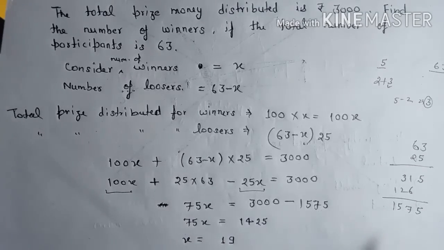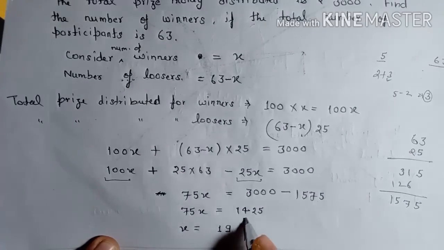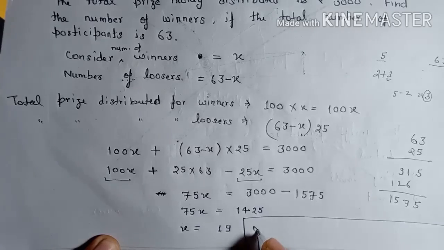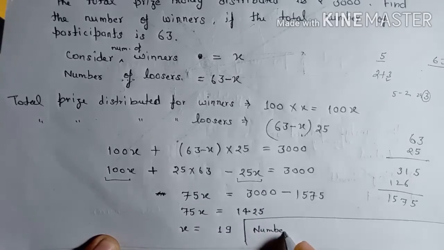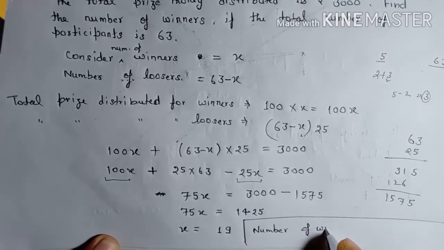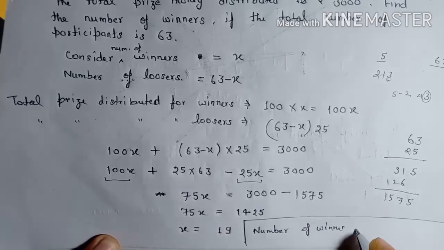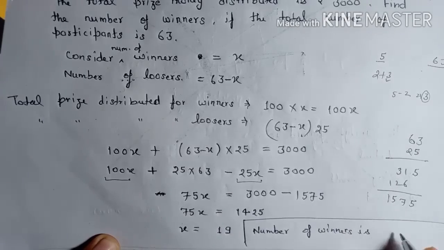Now from here x will be, divide this, x will be 19. And the question is, how many winners are there? So 19 winners are there. So you can write number of winners is 19.